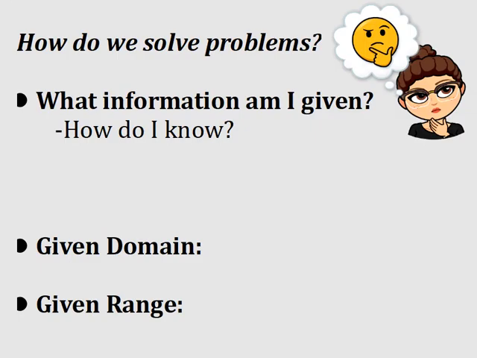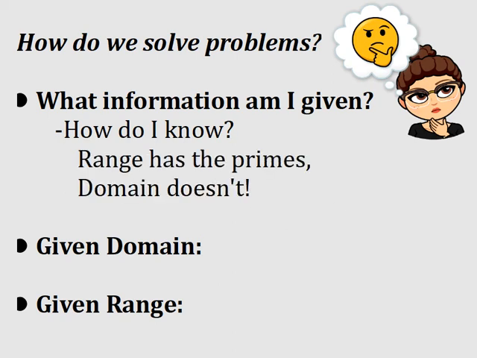Okay, so let's get into actually solving some of these problems, like given this, find this, or evaluate these different kinds of things. The first thing I want you to think about is what information am I given in the problem? And we'll be going through and highlighting some things to help you guys kind of piece that together. Then you need to think, okay, how do I know it is what I think it is? Again, the key thing here, range has the primes, domain doesn't. This is going to help us determine where we go next.